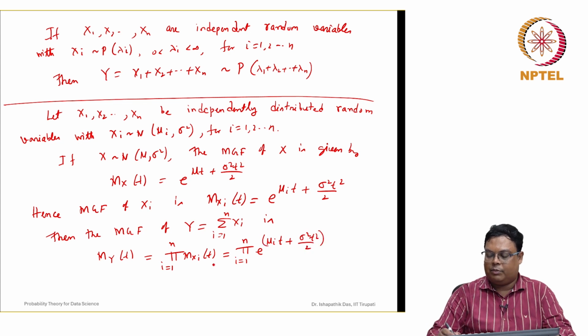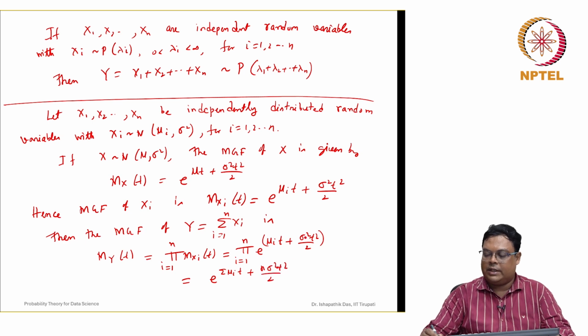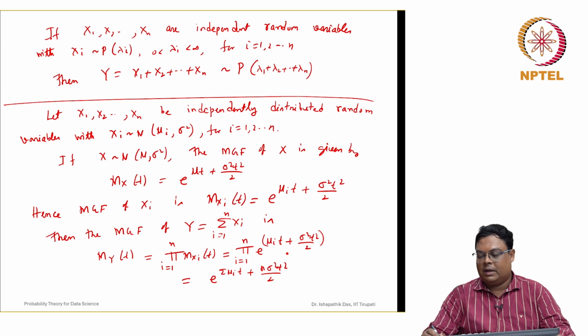Because this is a product, the exponents will be summed. Sigma is the same for all. So this will be e to the power of summation of mu i t plus, summing n times, sigma square t square by 2. Please go through this. How can we sum? Because this is a product, the power will be the summation of mu i into t. Mu i is different, but here, summing n times, it will be n sigma square t square by 2.